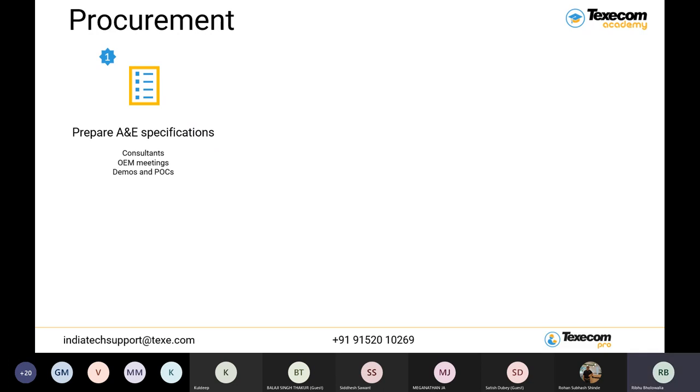So as a bank, the chief security officer will ask the installer that you have to give us the A&E specs of all the products, whichever products you want to do the listing, right? So as an installer, I will go to Texecom and I will ask for all the documentation of your control panel, all the sensors, all the communication modules. For all the sensor products, I have an A&E specification. Now I will go to the bank and submit those A&E specs.